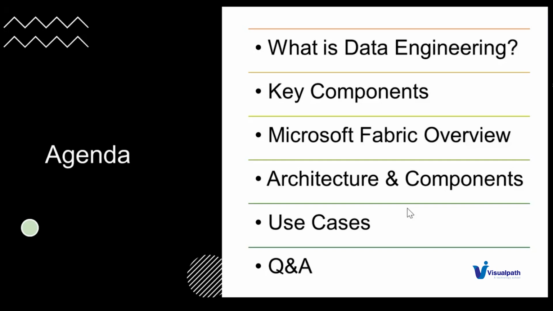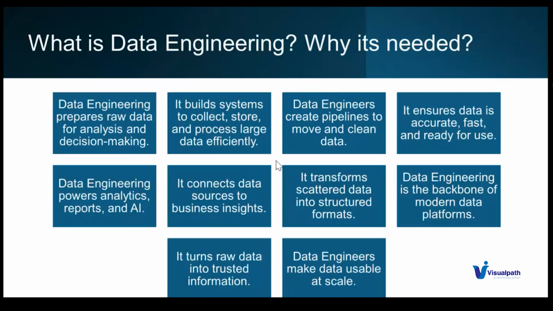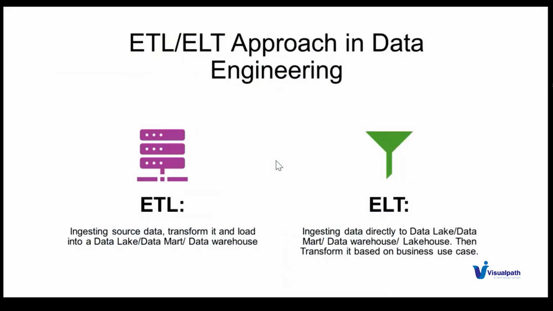Now coming to the architecture and key components. Before that, are you clear with data engineering? This is the fundamental concept you have to understand before starting any data engineering class on any tool. As I already told, it prepares the raw data from multiple sources, does some cleansing, does some transformation and puts it into places which the business can utilize. That is the same thing written here. Now in the data engineering world, there are two terms to do data engineering. One is called ETL, another one is called ELT. What do they stand for?